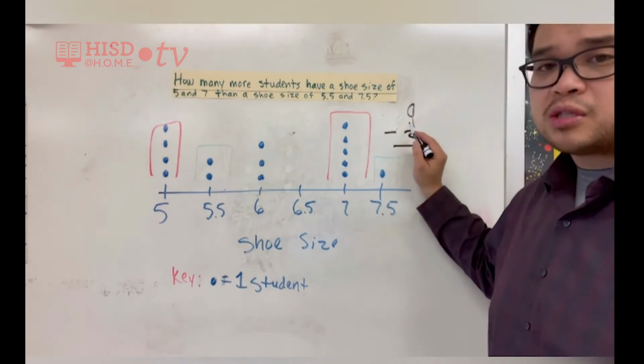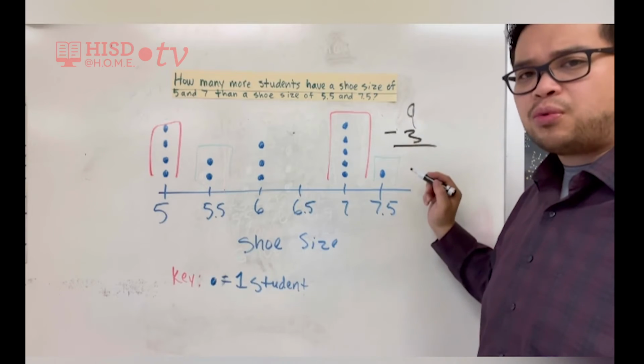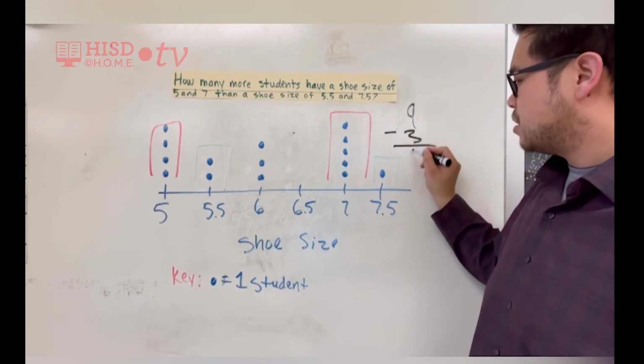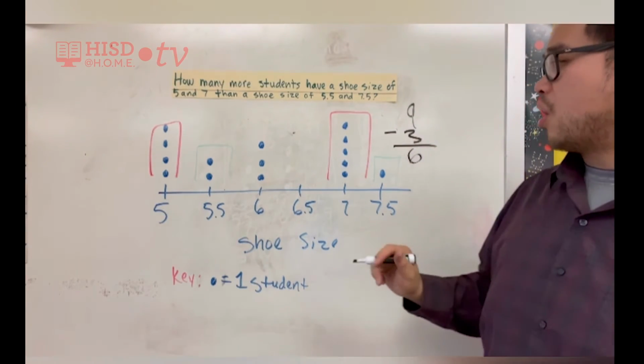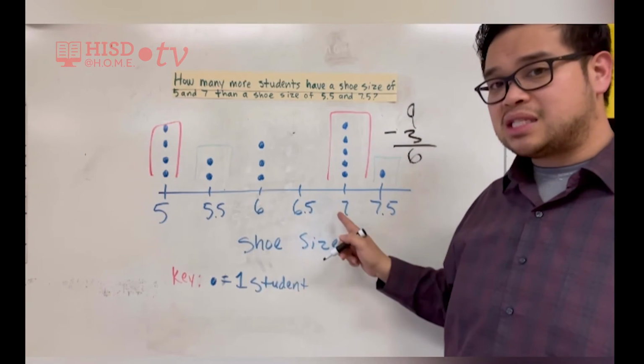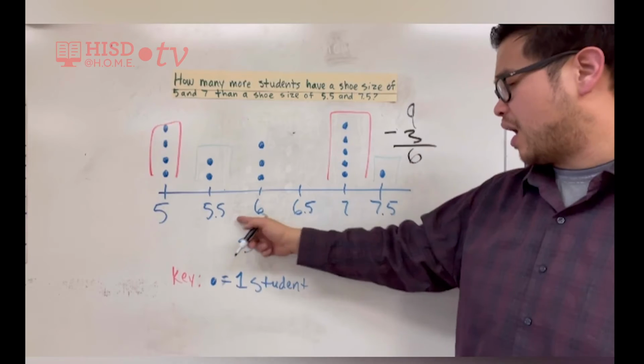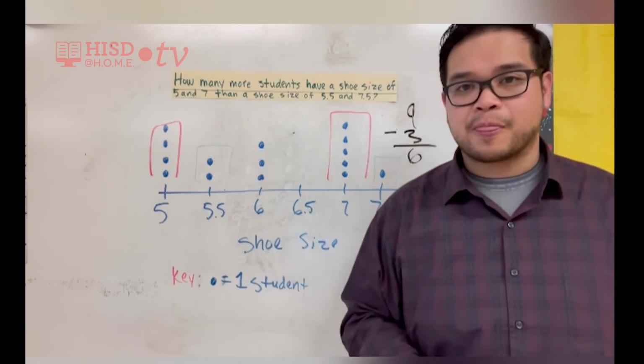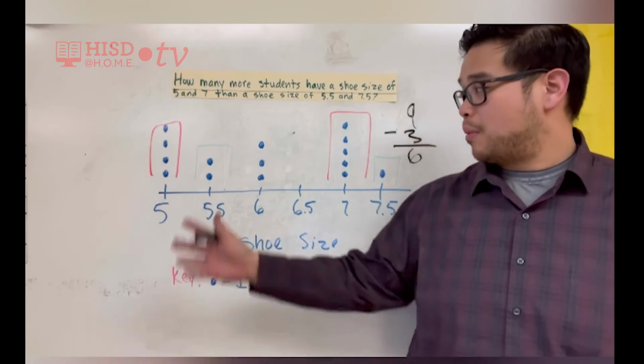Now let's go ahead and do this math problem. Very simple. 9 minus 3. 9 minus 3 is 6. So there are 6 more students who have a shoe size of 5 and 7 than a shoe size of 5.5 and 7.5. So I'm gonna clear my board.